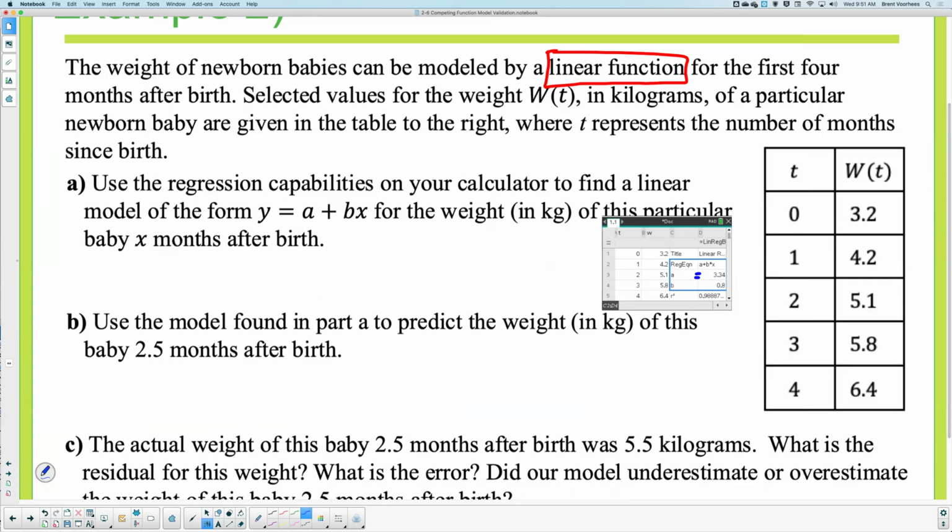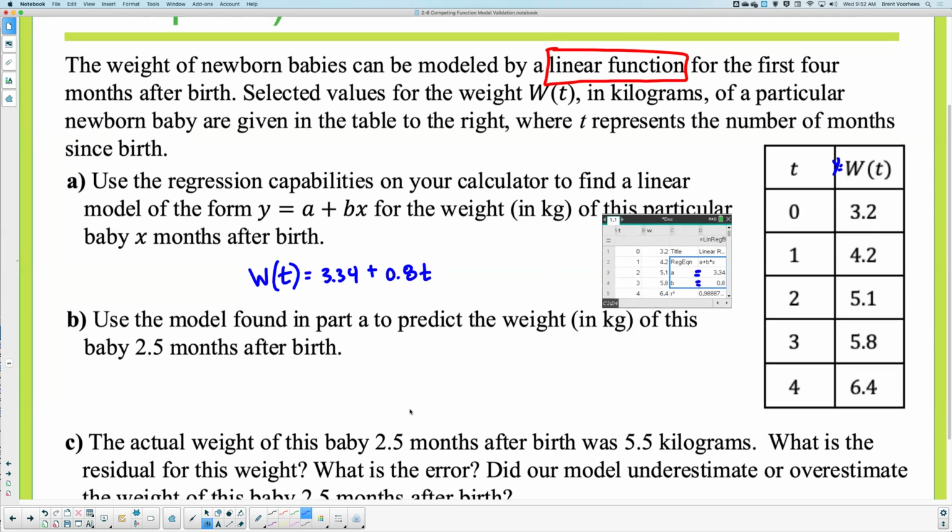These are my values. So my equation should look like, it says use y equals. And honestly, we should use W instead of y, what is y represented by? W. So I'm going to say W of t equals A is 3.34 plus B, which is 0.8. And then instead of an X, I'm going to use a T. That would be my model. That's my model W.